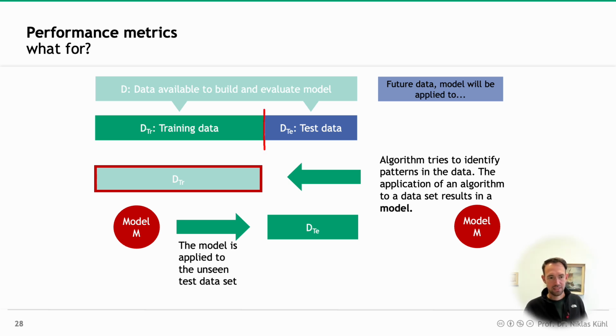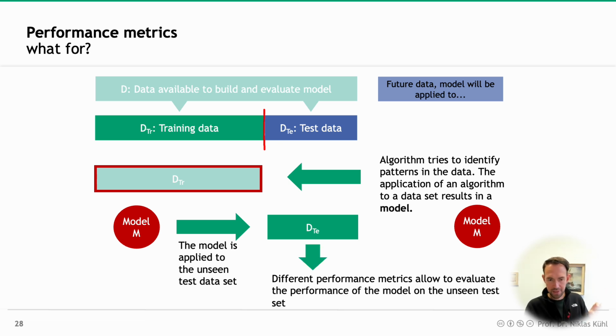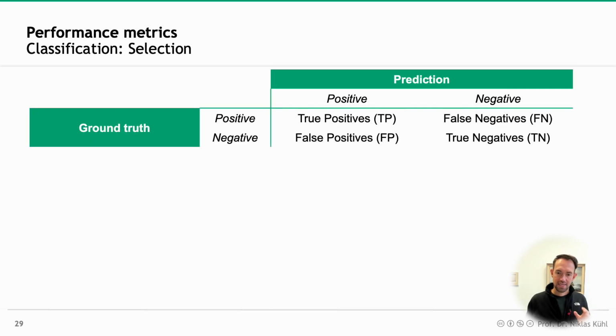Where you cut the test set out. And now you can apply this model to the unseen test data set. And based on that, you can calculate different performance metrics, and that allows you to evaluate how well your model works. And we'll start with classification because that's very easy to understand. As I said, for this test set, you have the ground truth.